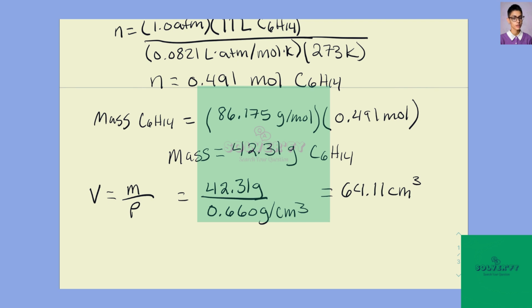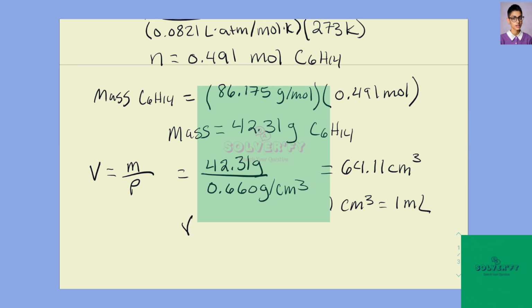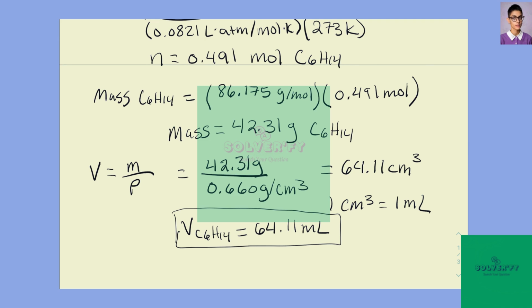So 1 centimeter cubed is equal to 1 milliliter. So our volume of hexane is equal to 64.11 milliliters. And that is the answer to part B.